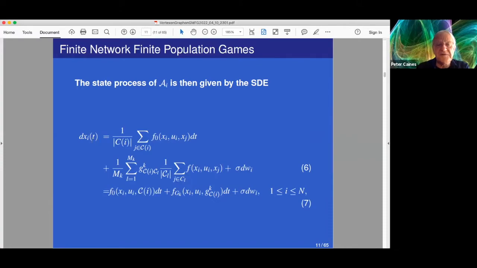So then the dynamics in the finite population, finite network situation for an agent i, a generic agent in the ith cluster, will be the local impact of the other agents in the ith cluster, plus this average over the network of the edge weights of the drift influences in the other clusters, plus your individual noise, which will be a Brownian motion.